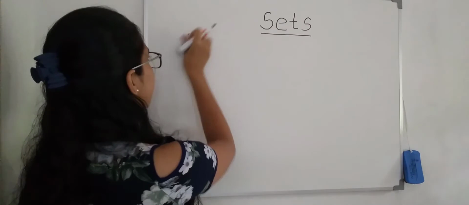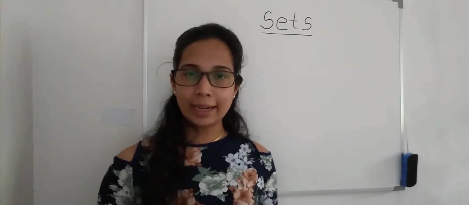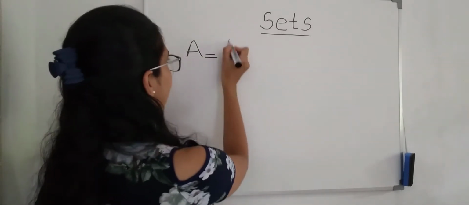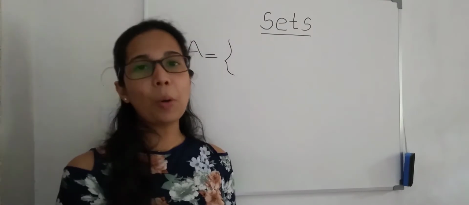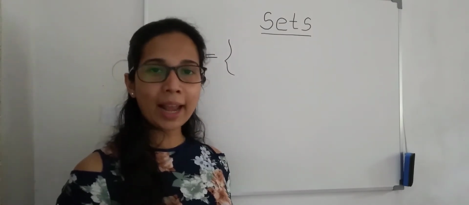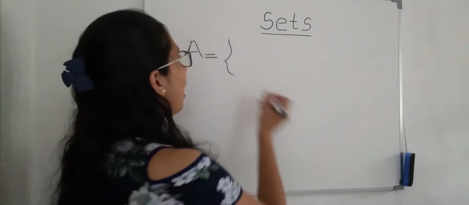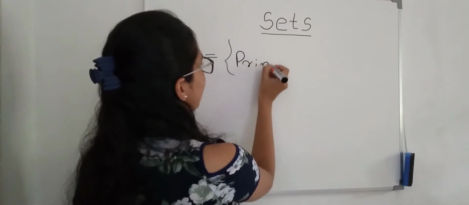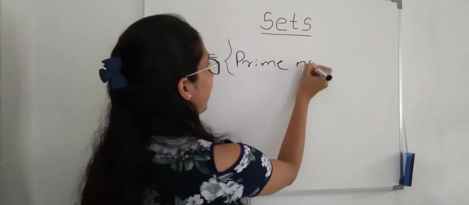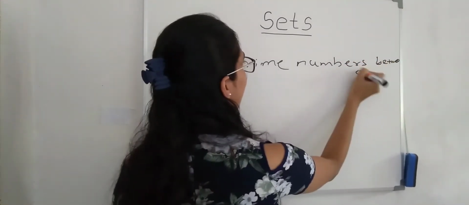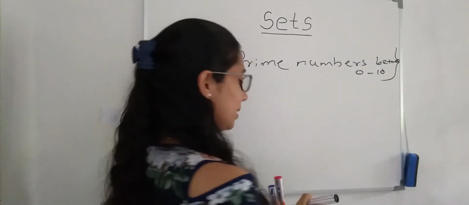Let's remember we use English capital letters to name sets, and I name that set A. The first way is in terms of common characteristic. What is the common characteristic of that set? Prime numbers between 0 and 10. So let's write the common characteristic: prime numbers between 0 and 10.